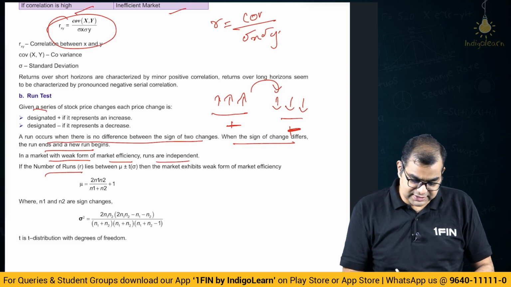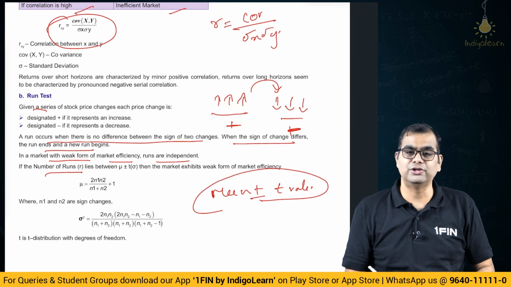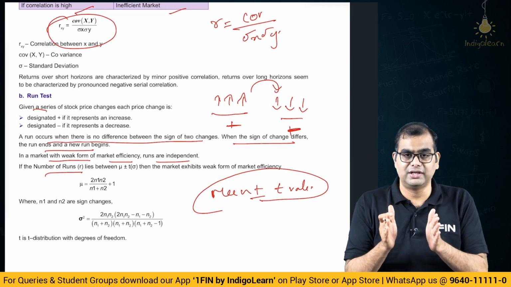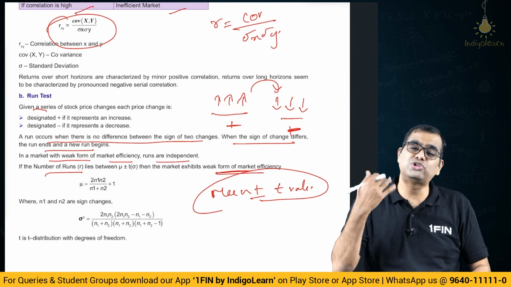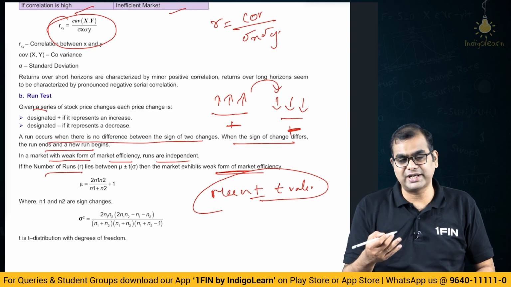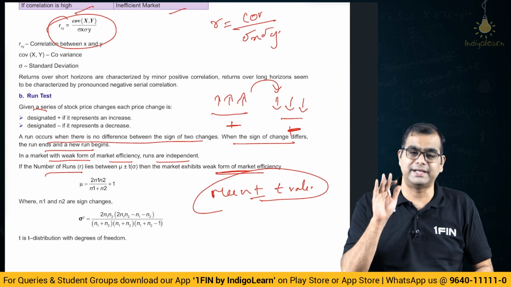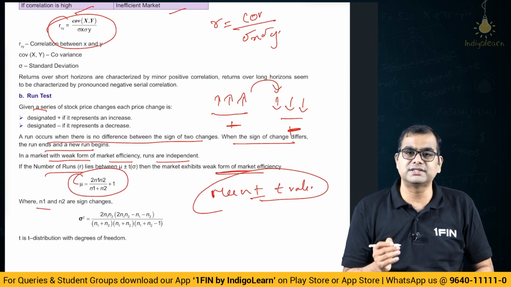If the number of runs R lies between mu, the mean, plus or minus the t value, okay, plus or minus the t value, if it lies within this range, then the market exhibits weak form of market efficiency. If it is outside this range, then it is an inefficient market. Basically, if it is outside, it means the runs are not independent, runs are dependent. So how do you compute this mean and what is this whole t value?